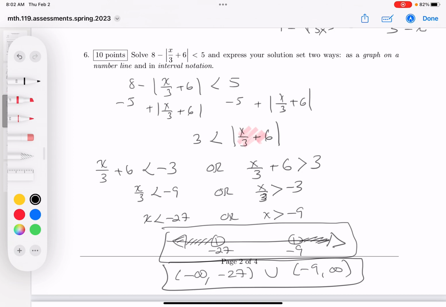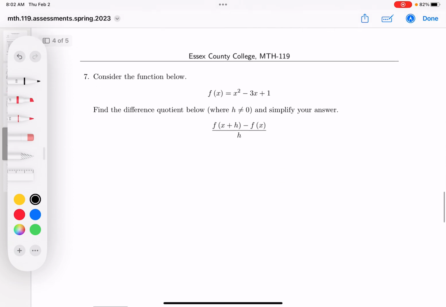So what do you do now? You go to the next question, and we're kind of barreling through this. Number 7 is a difference quotient. And yeah, we actually did one before the exam started, and that was on Wednesday. But I'm going to do it now. I'm going to do it in pieces, just like we did in class.